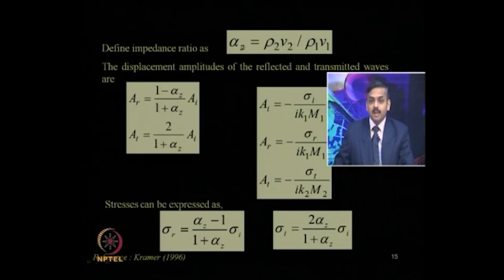This gives us the idea how much displacement amplitude of the transmitted wave and how much stress amplitude of the transmitted wave will occur for a particular incident wave. Why is this important, as I am mentioning? Because suppose an earthquake occurs at a large depth.